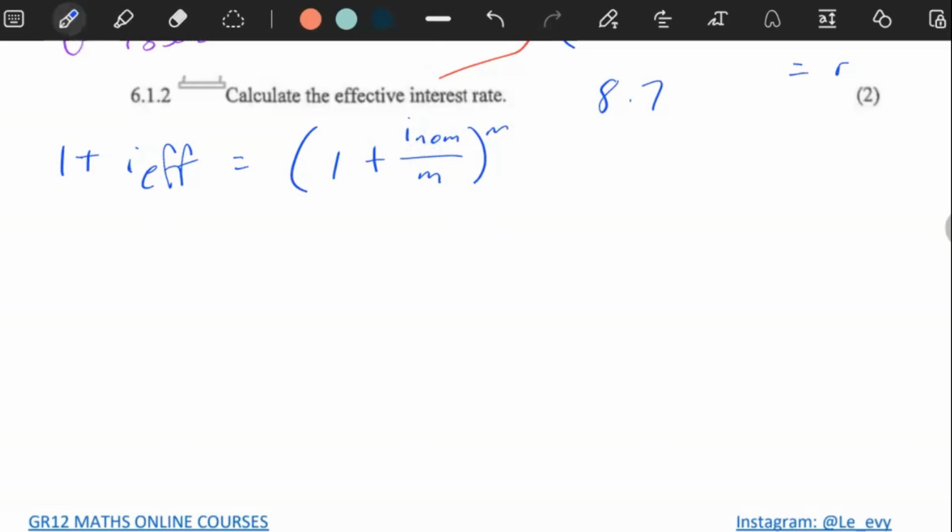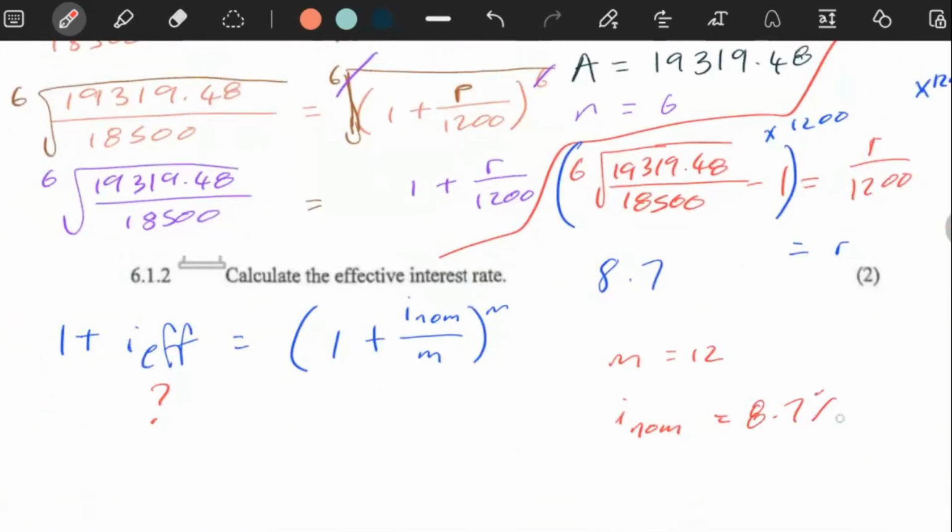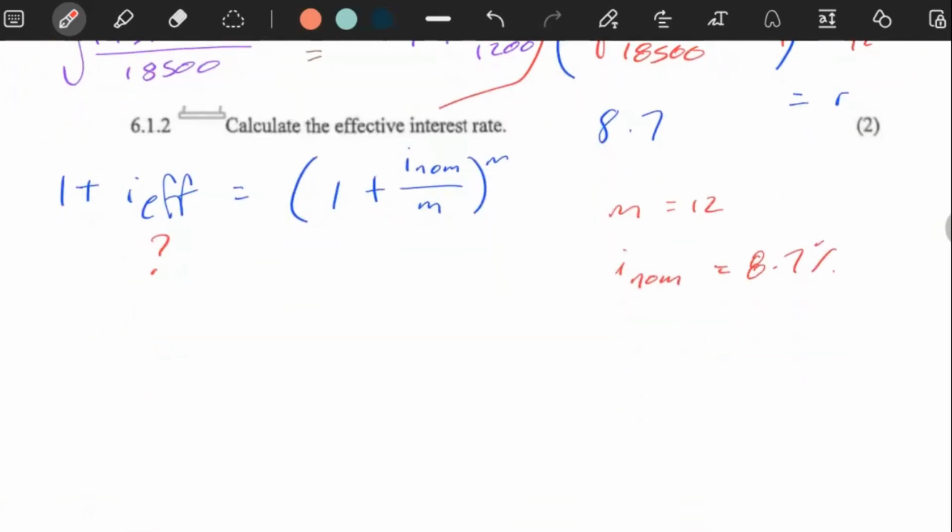Now, our question, we know that our interest is being compounded monthly, so it means that m is 12. And then here, since we're working out the effective interest rate, it means that they've given us the nominal interest rate, which we worked out in the previous question. It is just 8.7%. So with a question like this, if you isolate i effective, on the other side you have 1 plus i nominal, which is 8.7%.